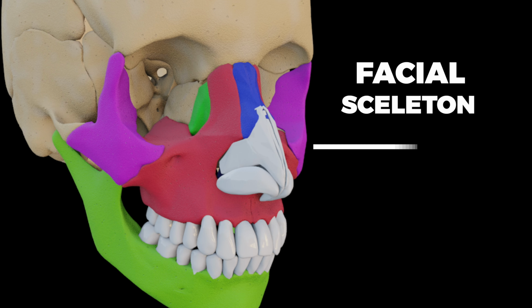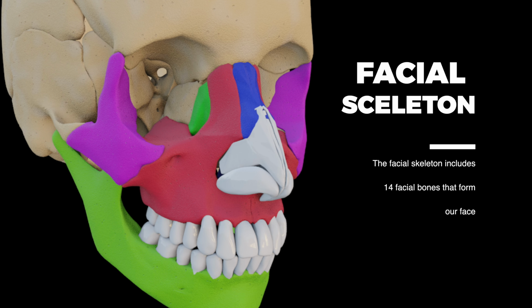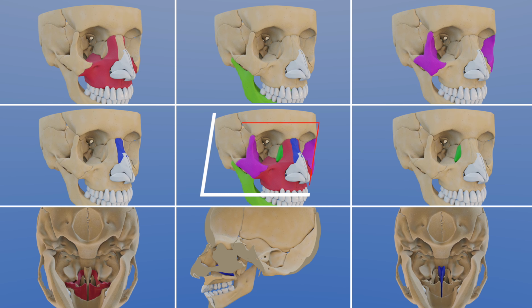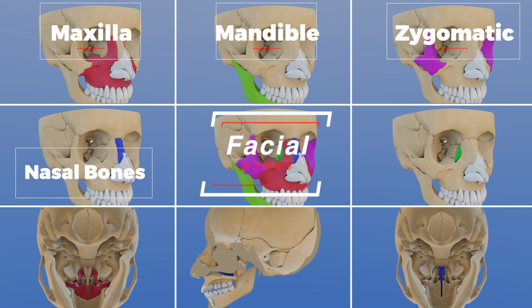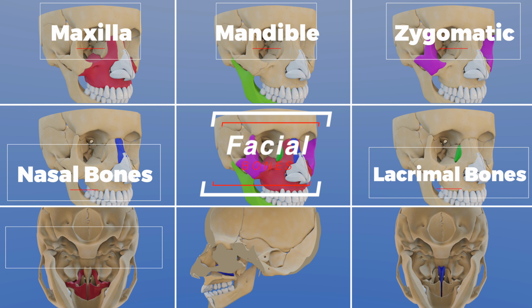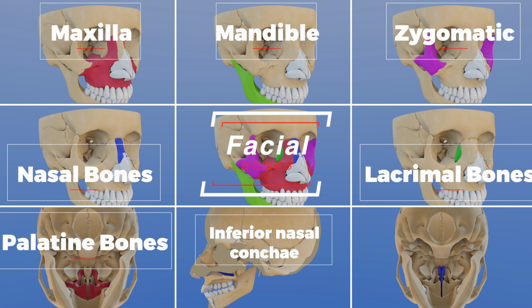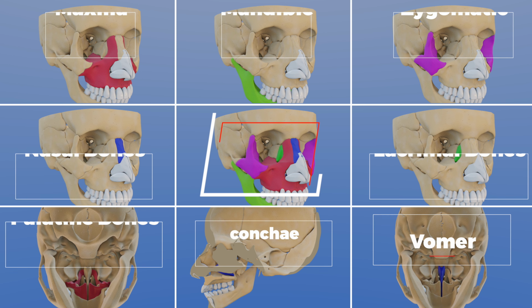The facial skeleton includes 14 facial bones that form our face. These bones include the maxilla, the mandible, the zygomatic bones, the nasal bones, the lacrimal bones, the palatine bones, inferior nasal conchae, and the vomer bone.